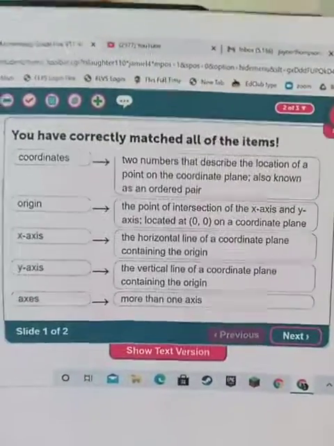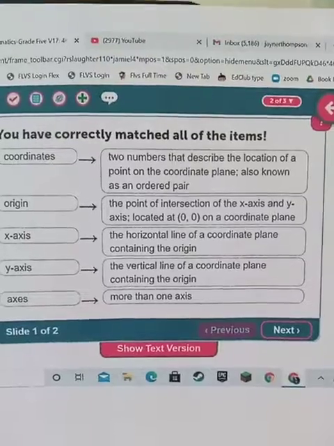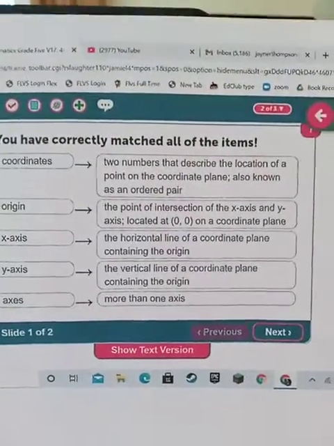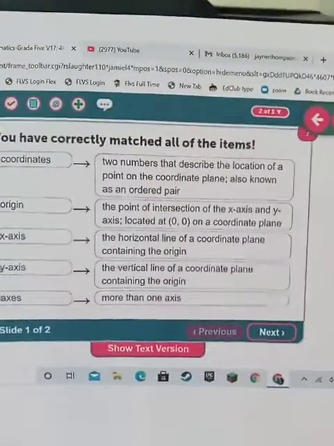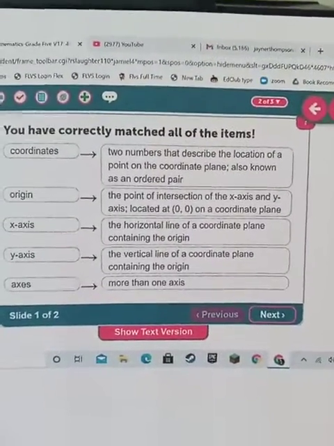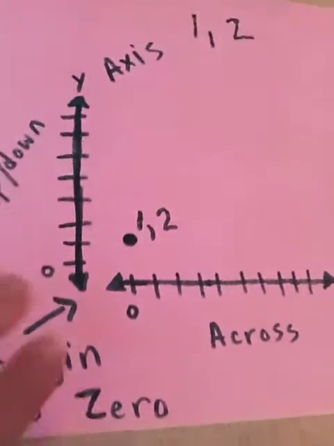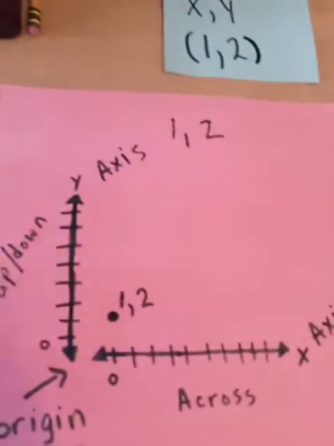Coordinates are the two numbers that describe the location of a point on the coordinate plane, also known as an ordered pair. The origin is the point of intersection of the x-axis and the y-axis, located at 0,0 on a coordinate plane. So if you look at this, that's this part. This is the origin, this is the x-axis, and this is the y-axis, okay? And we just talked about that.